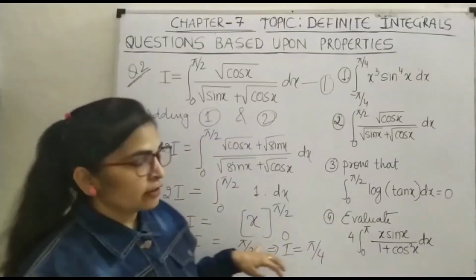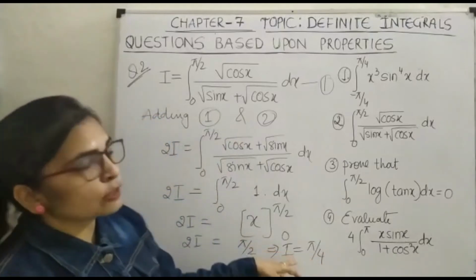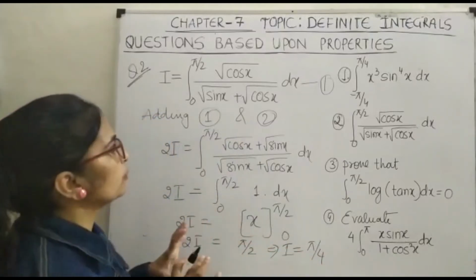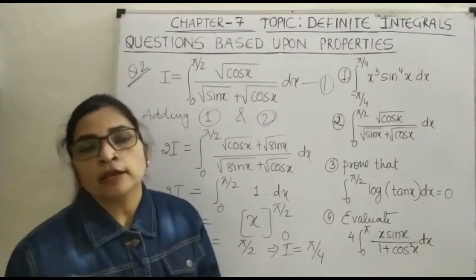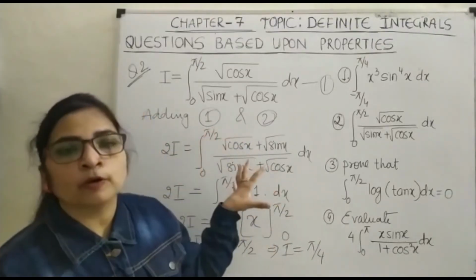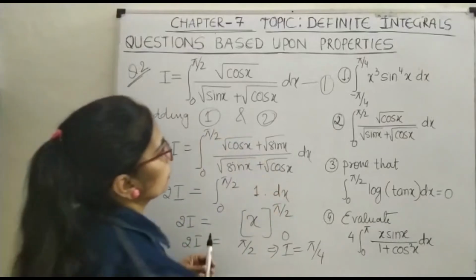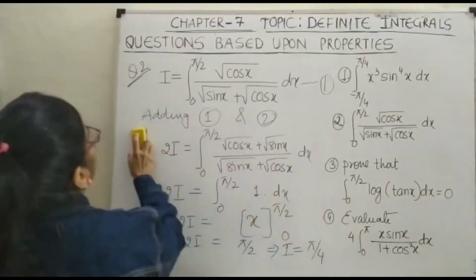So what is the value of the integration? That is equal to pi by 4. So this type of property is applied where we see that by using that property our denominator does not change. Okay. Now moving on to question number 3.